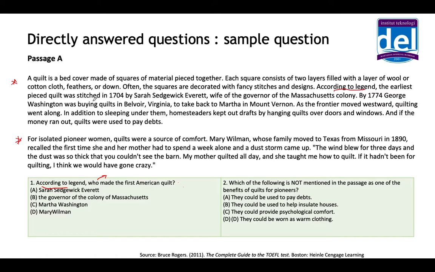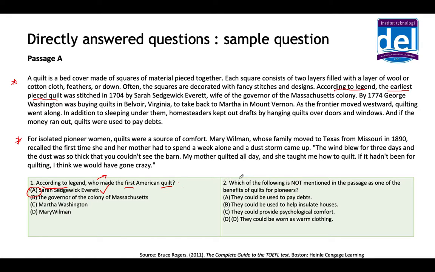"The earliest pieced quilt..." So we've also got the words "the earliest pieced quilt," which is the same as the first quilt. Okay, so we might find the answer around here. Again, "The earliest pieced quilt was stitched in 1704 by Sarah Sedgwick Everett." So actually we have found the answer here. We just need to match these statements to the options, and the answer is A, Sarah. That's how we determine the answer.